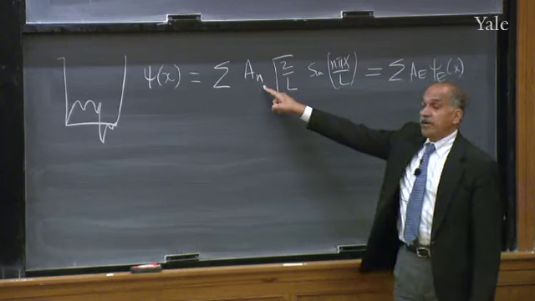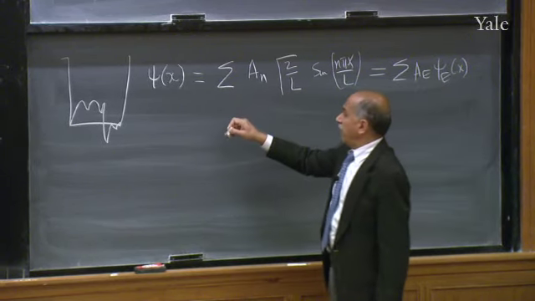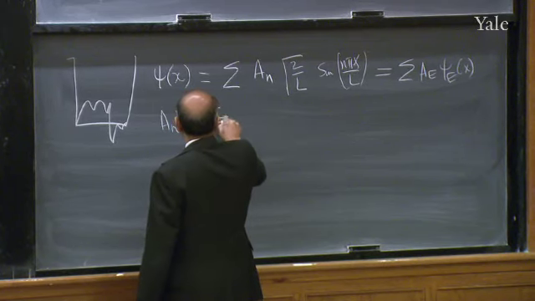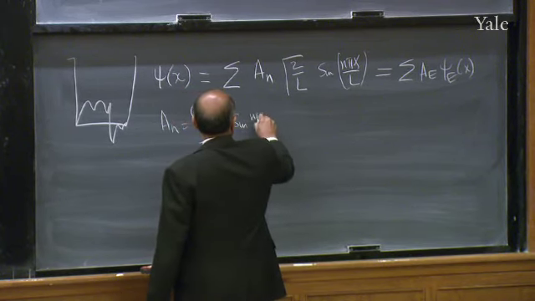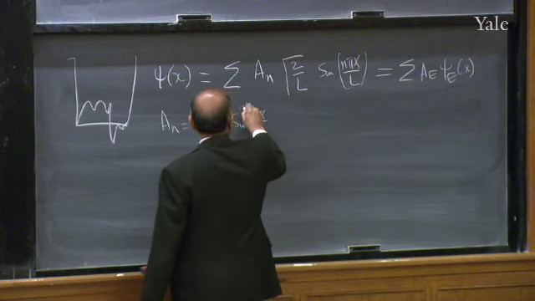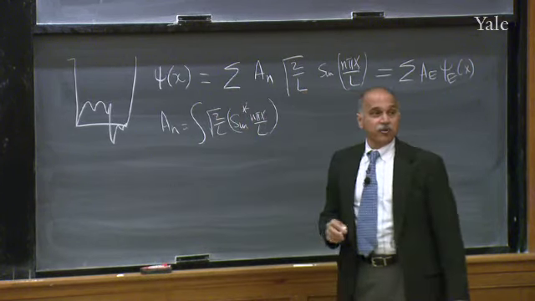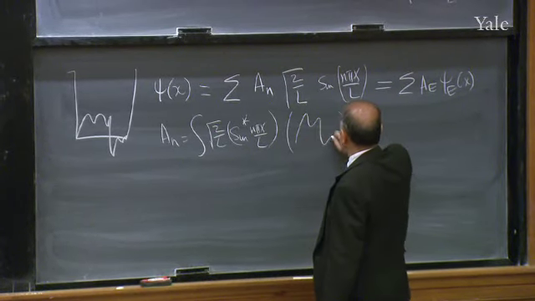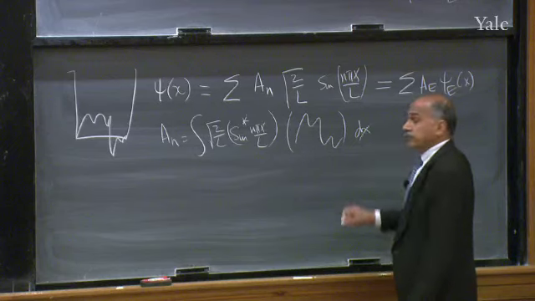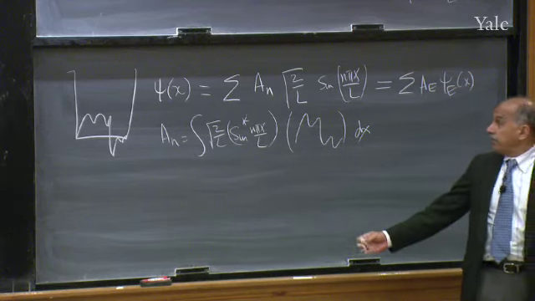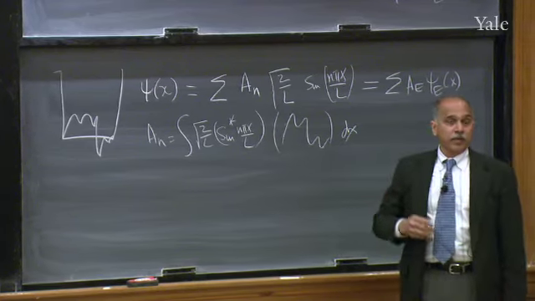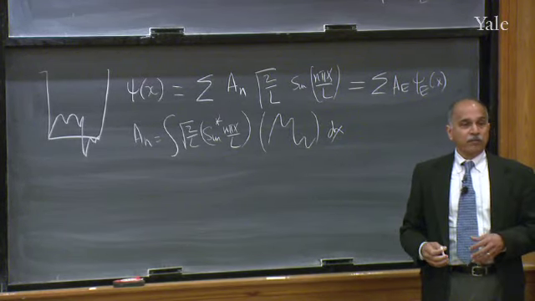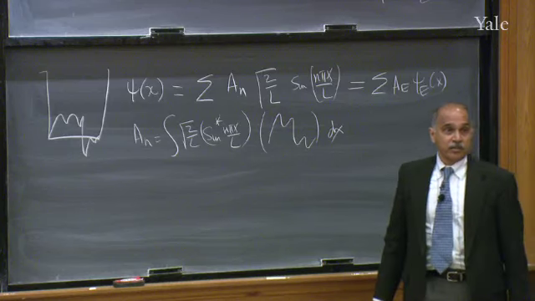Then I have to find a sub n. And if I want to find a sub n, that's equal to the integral of 2 over L sine n pi x over L. If you want, you can put a conjugate, but it doesn't matter because sine is real. Multiply it by Mr. Crazy here, okay, whatever it is, and do that integral. It'll give you some number for every n, a1, a2, a3, a4, and the square of every one of them will give you the odds that you will find this energy or that energy or some other energy.